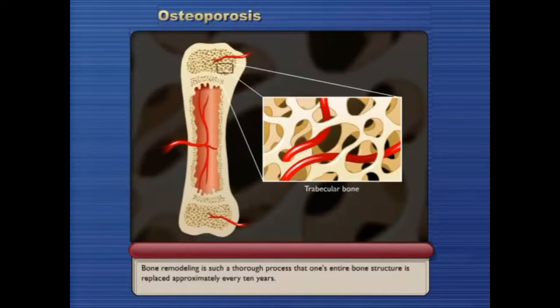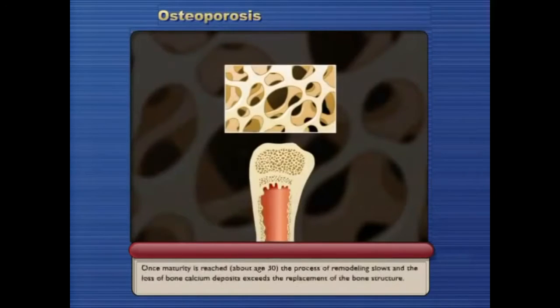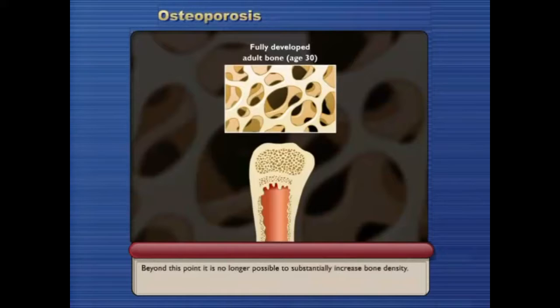Bone remodeling is such a thorough process that one's entire bone structure is replaced approximately every 10 years. Once maturity is reached, about age 30, the process of remodeling slows and the loss of bone calcium deposits exceeds the replacement of the bone structure. Beyond this point, it is no longer possible to substantially increase bone density.